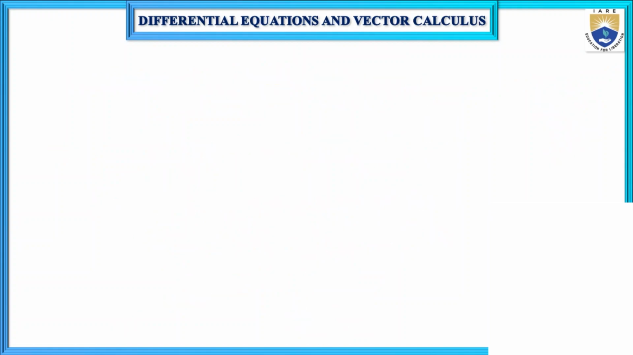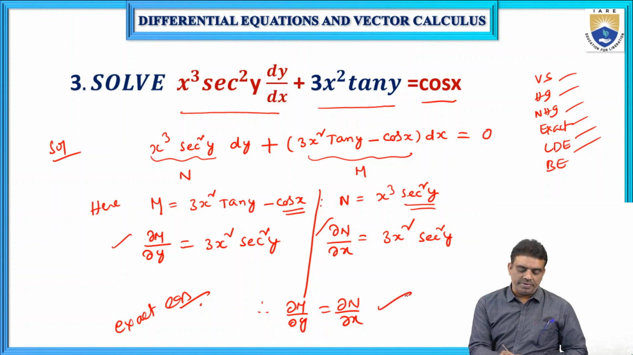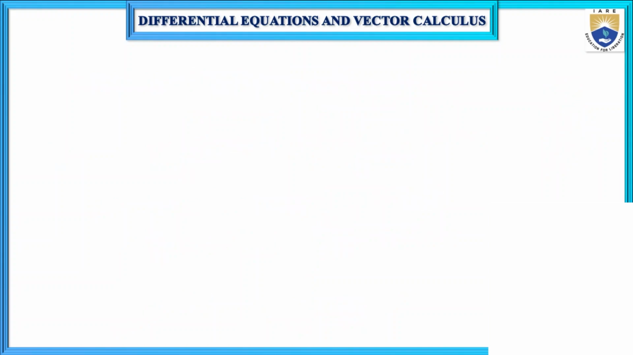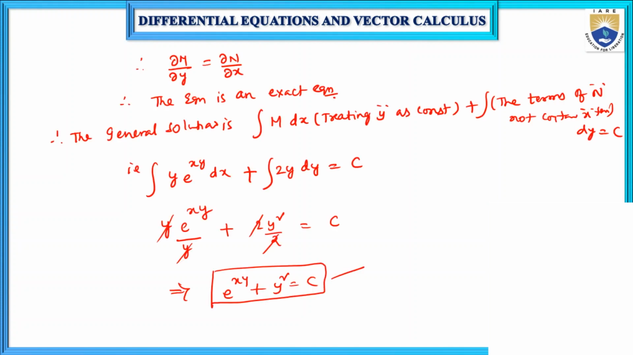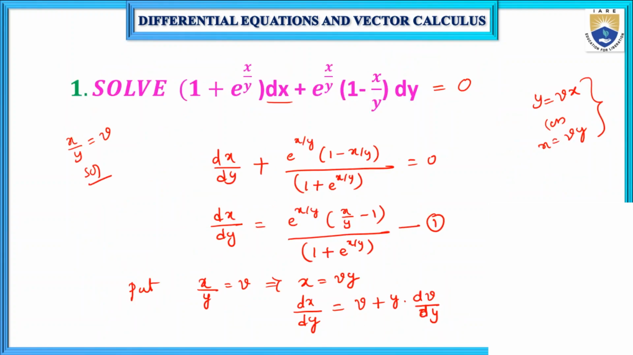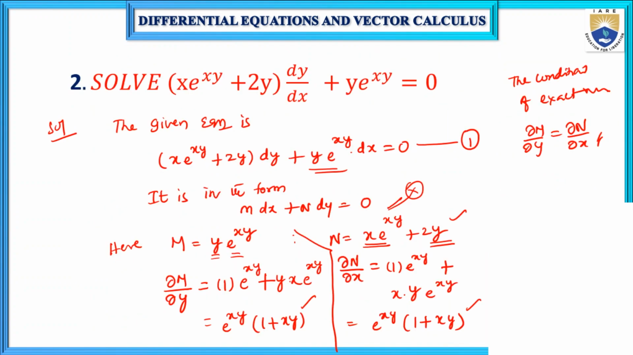In the second and third problems, we have seen the same type of model, the exact differential equation. In this model, the given equation is assumed as M dx plus N dy is equal to 0. First check the condition of exactness, whether dou M by dou y is equal to dou N by dou x or not. If it is exact, then go for the solution of the differential equation by writing the integral of M dx treating y as constant, plus the integral of the terms of N not containing x into dy, is equal to c. That is the required solution of the given differential equation.